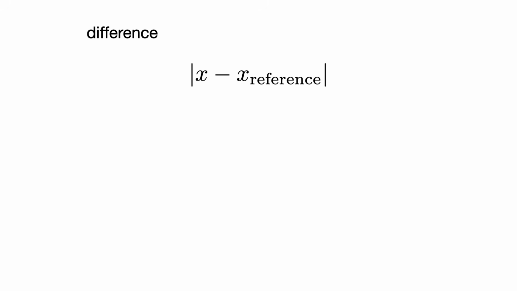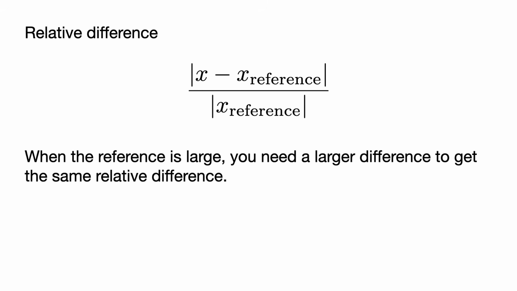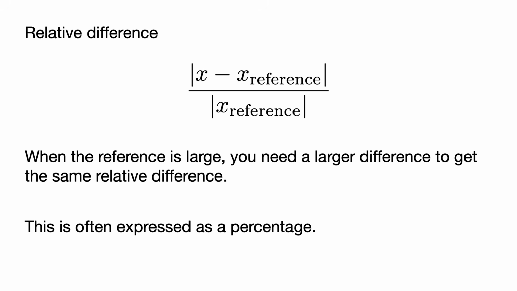The issue with absolute difference as our metric is that 1 doesn't tell the whole story. If I tell you the absolute difference is 1 and x reference is 1,000,000, that seems pretty close. But if I tell you that the absolute difference is 1 and x reference is 1, that seems much farther away. So instead we use relative difference, where we take the absolute difference and divide by the magnitude of x reference. When the reference is large, you need a much larger difference to get the same relative difference. And this is often expressed as a percentage.